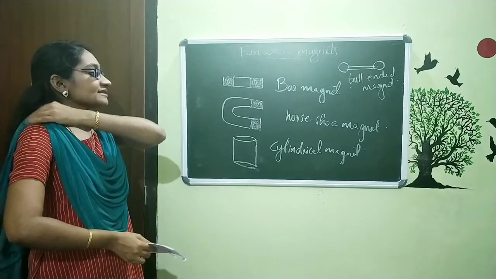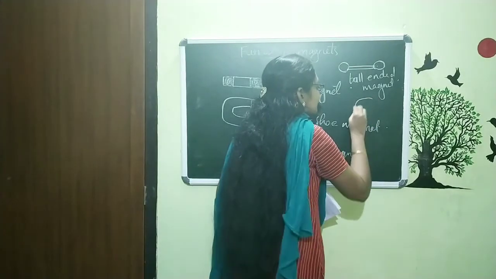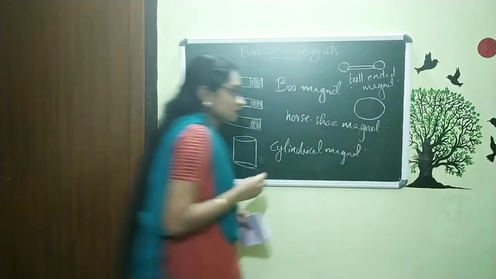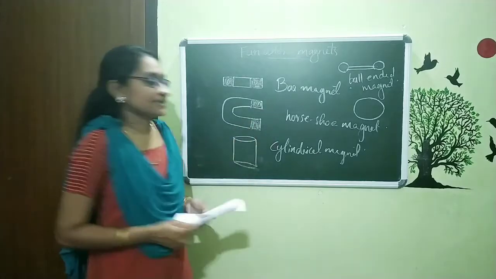There are more magnets, like disc magnet. That means the magnet is in the shape of a disc. Some sort of chapati like that. So disc magnet.